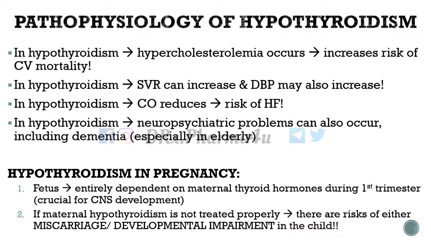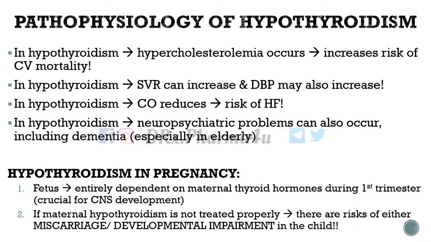In hypothyroidism, systemic vascular resistance can increase and diastolic blood pressure may also increase. So this is not a very good indication or very good news for people who are also suffering from stroke. Because what happens in stroke is, I have seen in most cases, the diastolic blood pressure also tends to rise a lot. So that is not a good sign for a patient who is suffering from stroke as well.